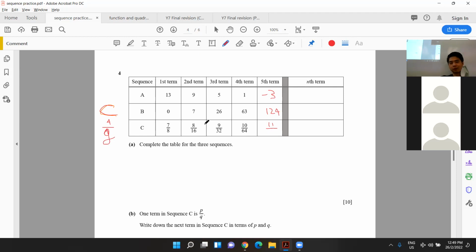Okay, part C is not an arithmetic over an arithmetic. Part C is an arithmetic over a geometric.